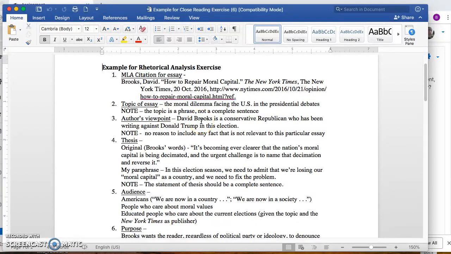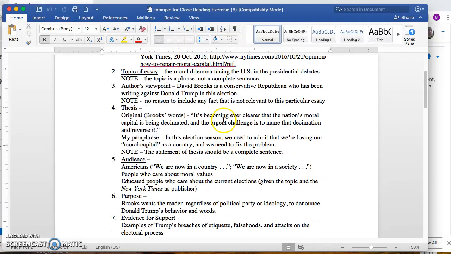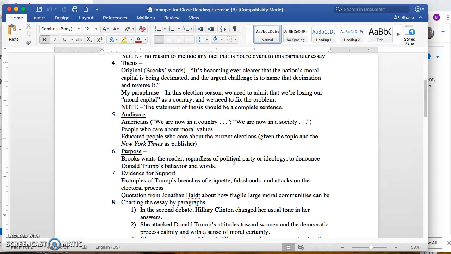Author's viewpoint, I'm telling you he's a conservative Republican. There's no reason to include any facts not relevant. So I don't care what his religion is, his age, anything like that, unless it's relevant. His thesis, in his words, I've quoted exactly what his is, and then I've paraphrased it. Should be a complete sentence. His audience, I think Americans, because he's using we are now in a country, so at least residents in this country, people who care about moral values, probably educated people who care about the current elections.